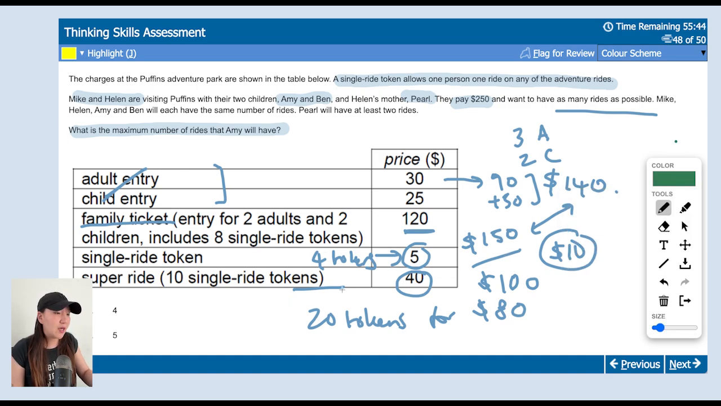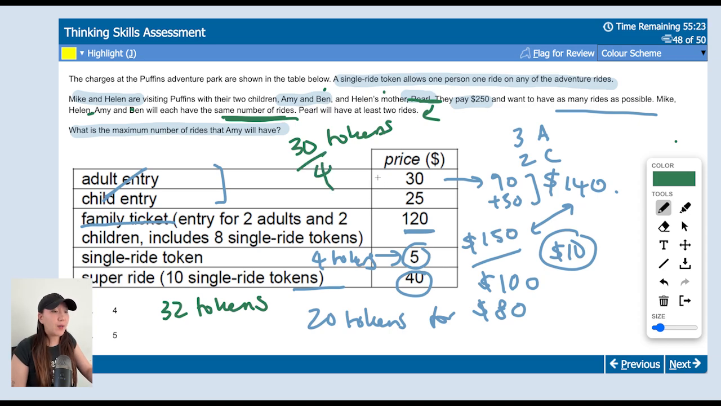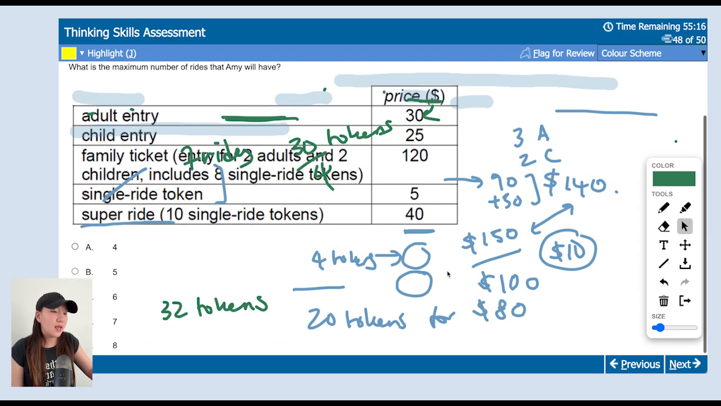So now in total we have 20 tokens from the bundle, 4 tokens from here, and 8 single ride tokens that came with our ticket. So that's giving us a total of 32 tokens. Pearl needs at least 2 rides, so that leaves 30 tokens for Mike, Helen, Amy and Ben, and remember they have to have the same number of rides. So divide that by 4, and we can't have anybody have an extra ride, so that's going to be 7 rides per person. So Amy will have 7 rides, and the answer will be D.